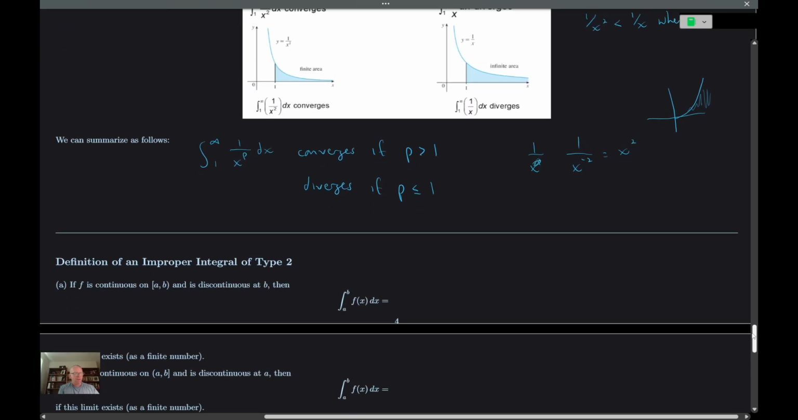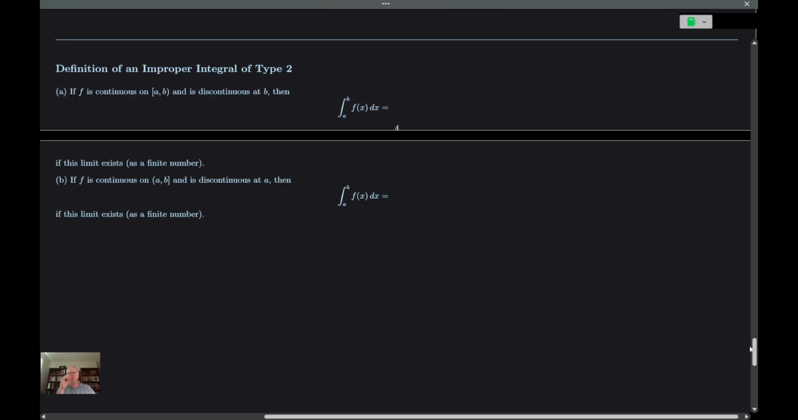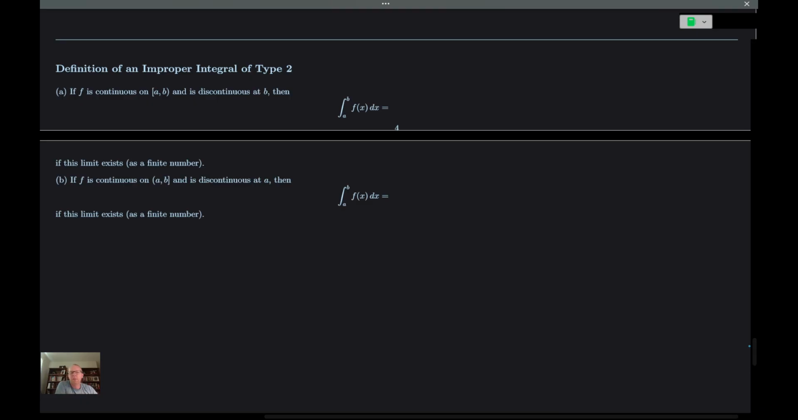Okay, so that brings us to the second type, type 2. Now, this is where we have some discontinuity, and typically we're talking about a vertical asymptote. So we're discontinuous at b, think vertical asymptote at x equals b, whatever that might be. And so we can write this limit. We can do the same thing. We're going to look at the limit, but now t is not going to infinity. t is going to b.